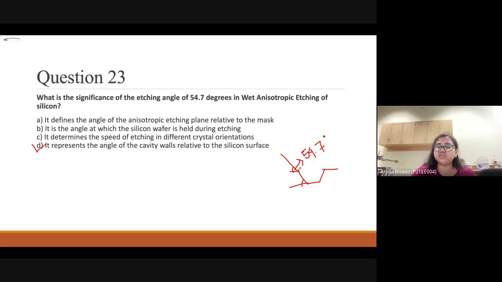This is the silicon surface, right? This is the horizontal silicon surface. Then we deposited some metal or something else. Now we want to etch it, so we go for the anisotropic etch. So this is the angle. From the silicon wafer surface to this wall, the angle is 54.7. So it represents the angle of the cavity wall, this is the cavity wall, relative to the silicon surface, right?